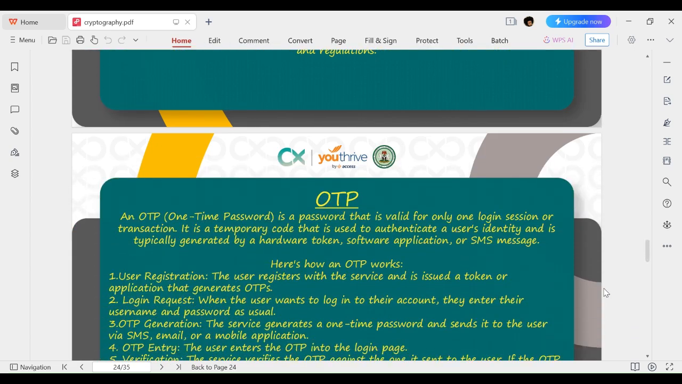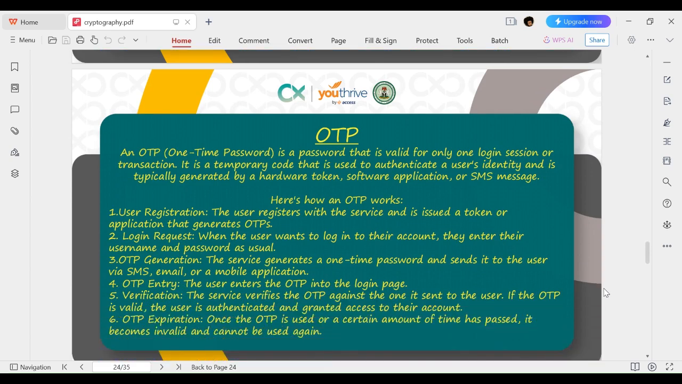Another topic we'll look at is OTP. I'm sure we all know what OTP is. If you use a bank account, you should know what an OTP is. An OTP is a form of security. OTP is a password that is valid for only one login session or transaction. It is a temporary code that is used to authenticate a user's identity and is typically generated by a hardware token, software application, or SMS message.